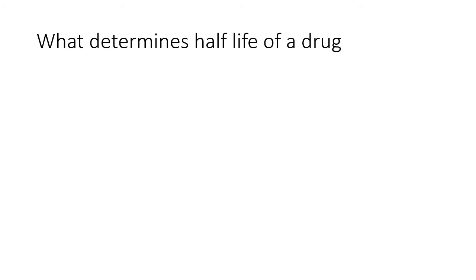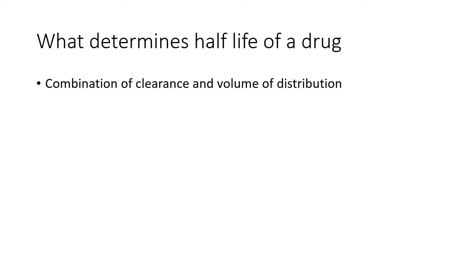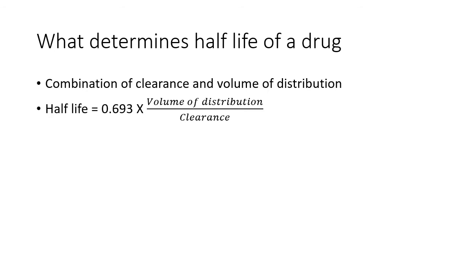So what determines the half-life of the drug? It's a combination of clearance and volume of distribution. This is the exact equation. Half-life is equal to 0.693. If you can't remember it, just remember that it's proportionate to the volume of distribution on top and clearance at the bottom. So the larger the volume of distribution, the larger the half-life. The larger the clearance, then the lower or the shorter the half-life.